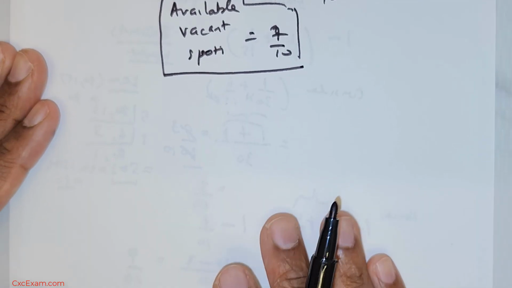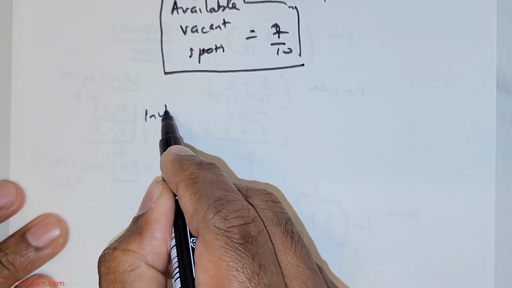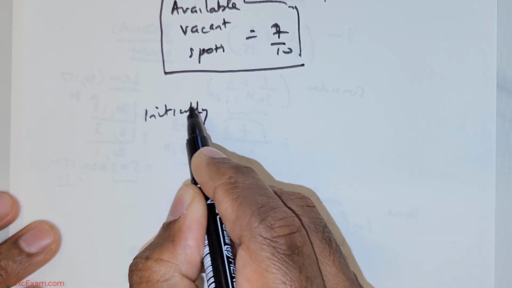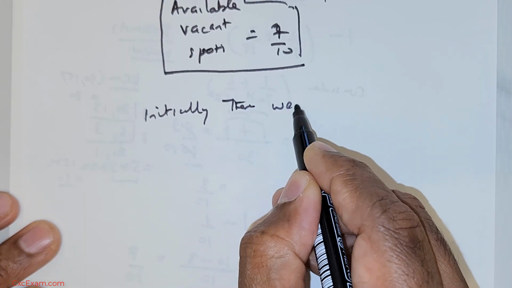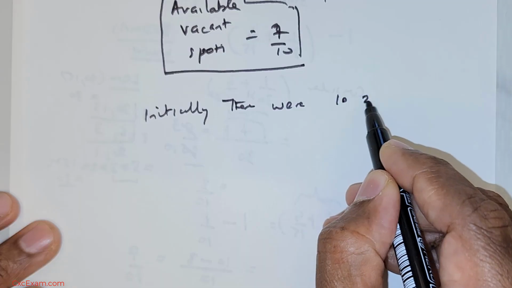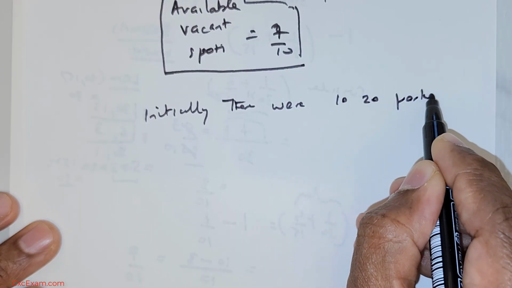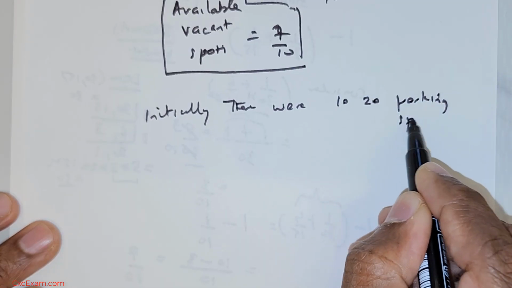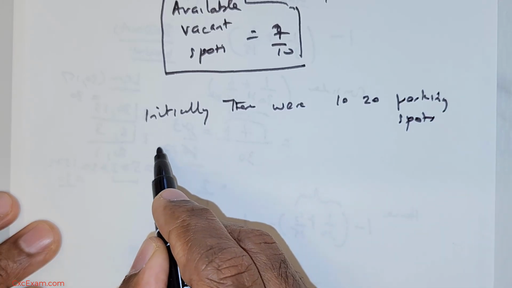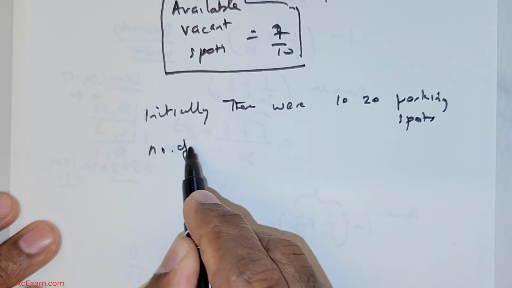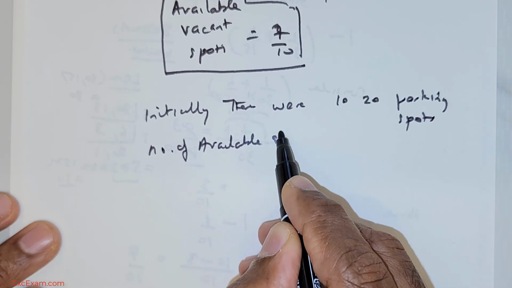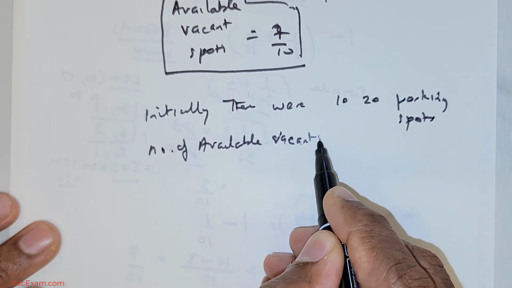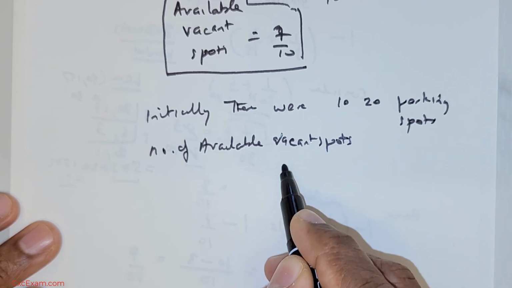Now initially what did we see? Initially there were 1020 parking spots. Okay, so the number of available vacant spots is equal to what?